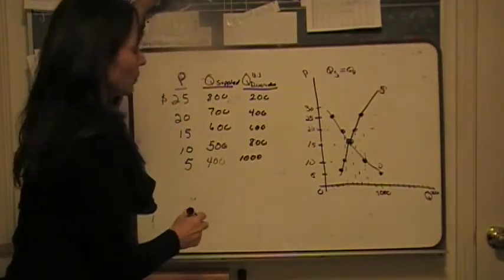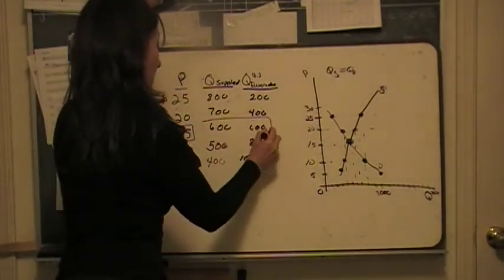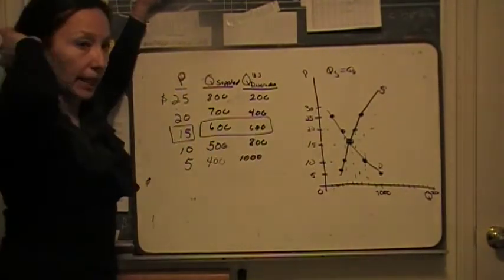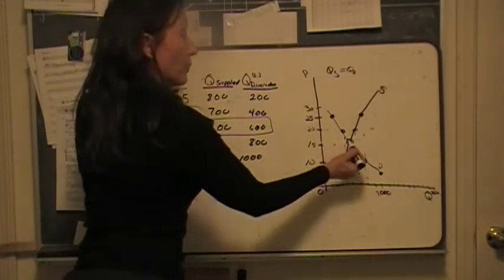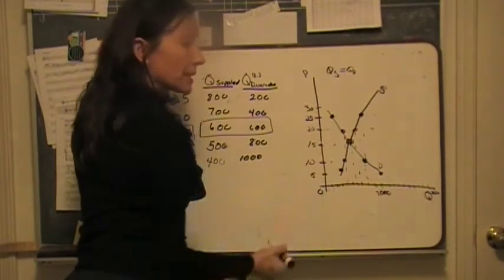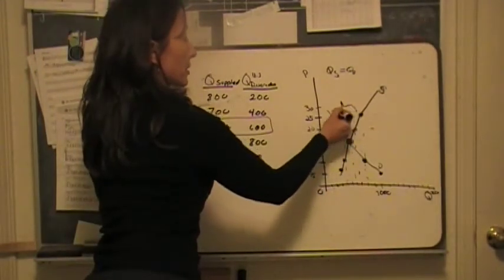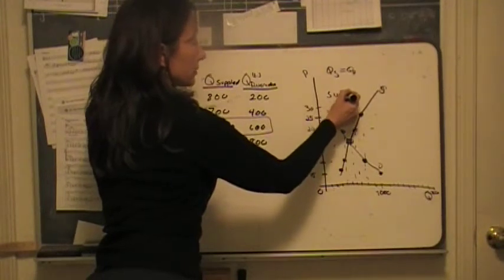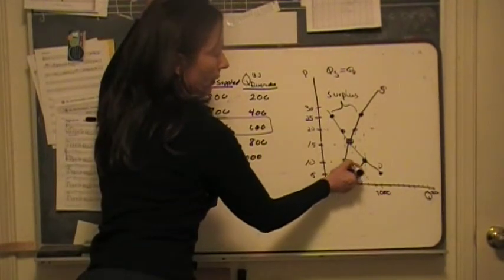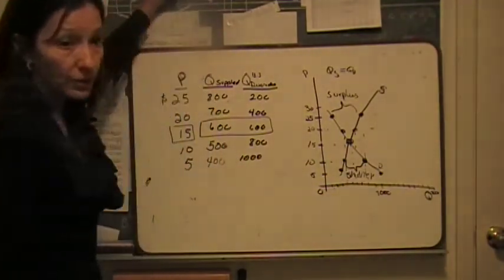So the equilibrium price and quantity is $15 and 600 units supplied, 600 units demanded. Okay. Now I want to point out to you that when we are above the equilibrium point, supply is greater than demand. So that means we have too much in the market. This too much piece here is called a surplus. Okay. When we're below equilibrium, this is called a shortage. Shortage. Okay, it means demand is greater than supply.